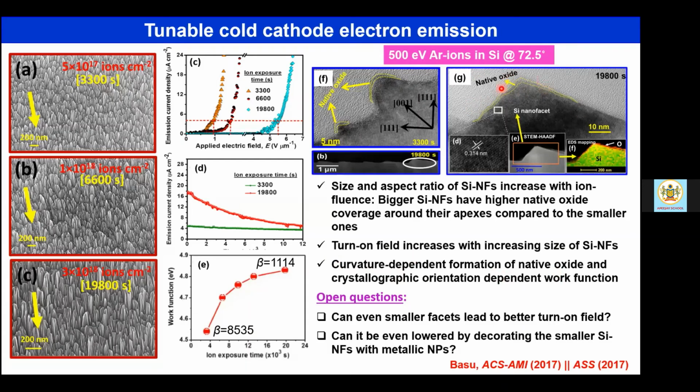That's why the bigger facets are much more covered with native oxide, as is marked here with these dotted yellow lines around the bigger facets, and these are the smaller facets. So these correspond to the highest ion exposure time shown here in frame C. This one, this means frame A, corresponds to these facets, figure F, the TEM image. And apart from that, crystallographic orientation dependent work function is also responsible. All these facets are crystalline, apart from a few patches of native oxide plus amorphous silicon here and there, very rarely. Mostly they are crystalline.